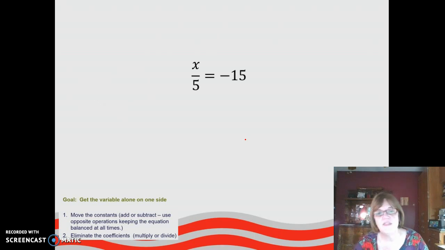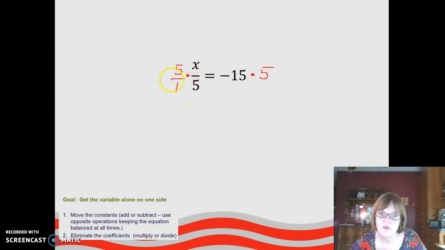Now, I want to think about what's happening to my x again. Another example. This time x is being divided. Notice this is a fraction. Fractions and division are the same thing. X is being divided. So instead of dividing by 5 here, I want to multiply by 5. Okay, multiply by 5. If I multiply both sides by 5, now 5 over 1 is the same thing as 5. If I multiply both sides by 5, I will get my x all by itself.